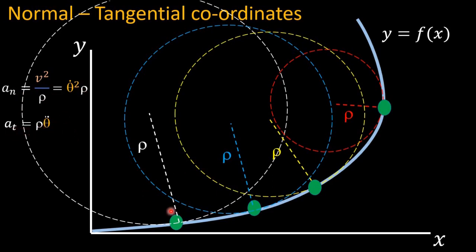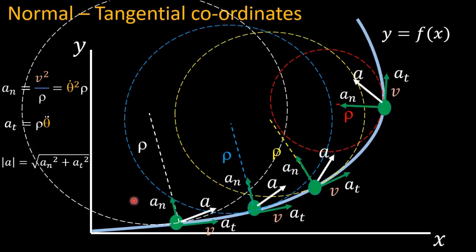So this would mean at every point along this curve, a sub n and a sub t are going to be different because the radius of curvature is changing at every point. And then if we wanted the magnitude of a, again we apply Pythagoras to a sub n and a sub t. Also, not forgetting that v and a sub t are tangent at every point, so tangent to the path line, and a sub n is normal to the path, along the radius of curvature. So that's drawn at every point.